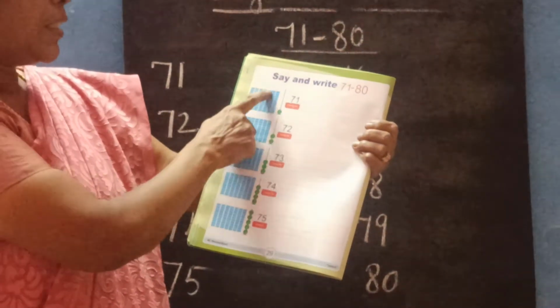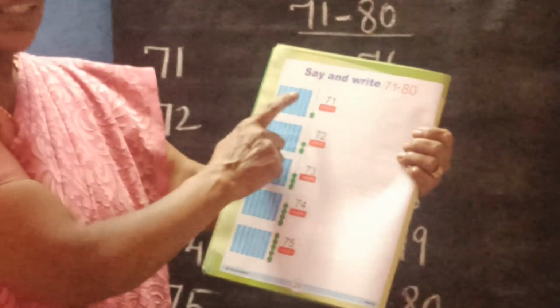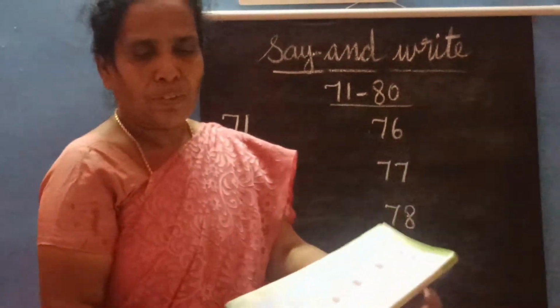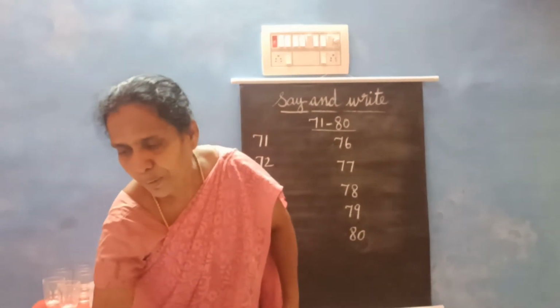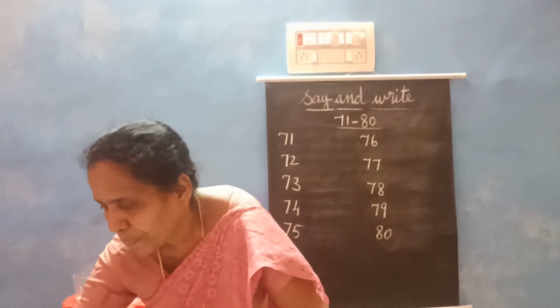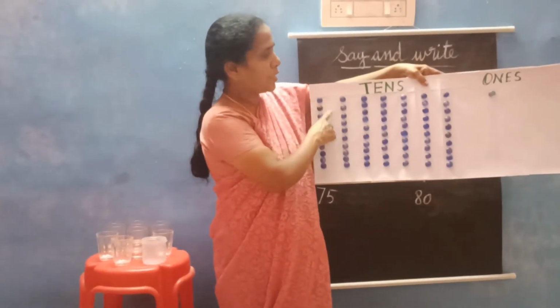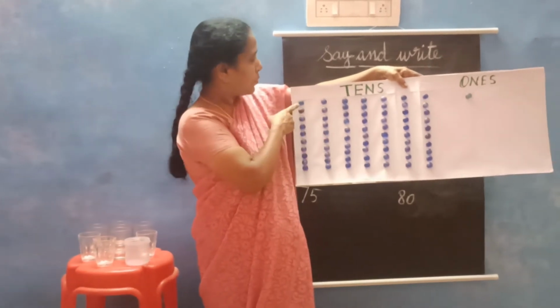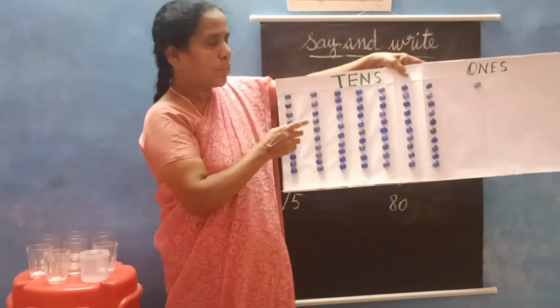Now we will see the marbles and we will count. How are we going to get 71? We will see now. Now we will see numbers through the marbles. Join with me and count, all of you.